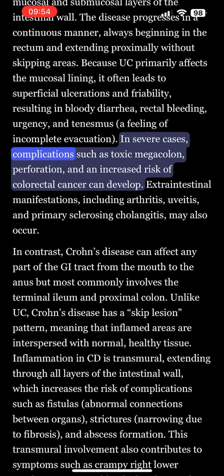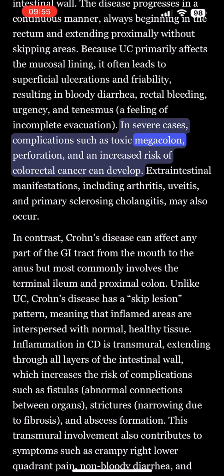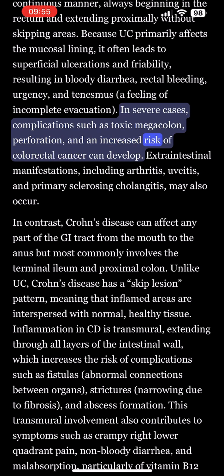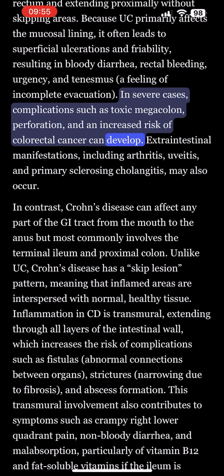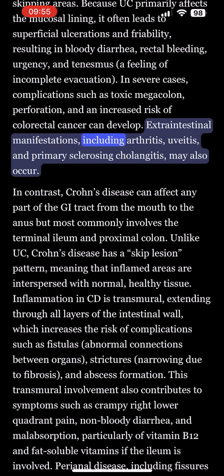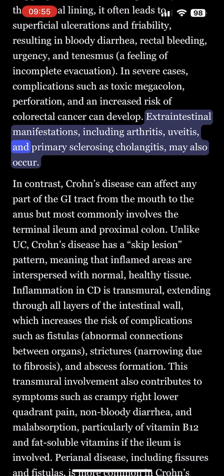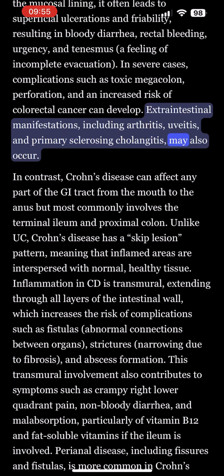In severe cases, complications such as toxic megacolon, perforation, and an increased risk of colorectal cancer can develop. Extraintestinal manifestations, including arthritis, uveitis, and primary sclerosing cholangitis, may also occur.